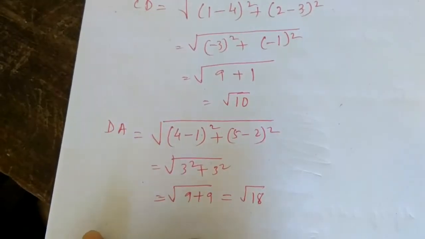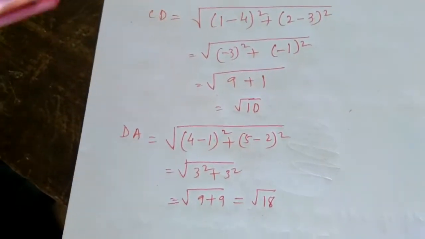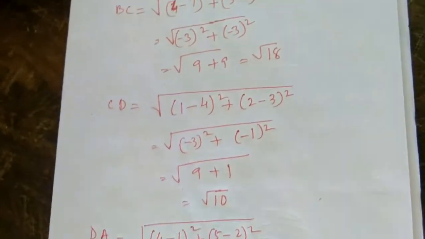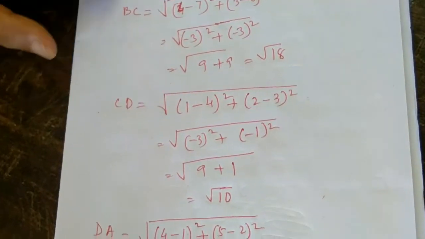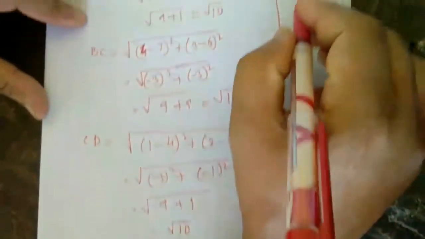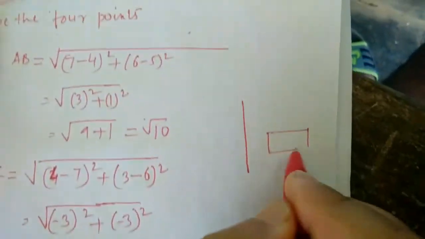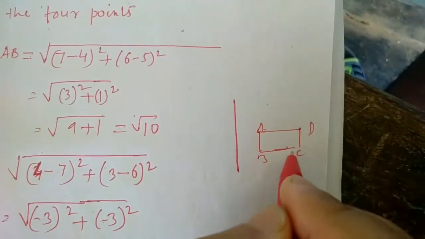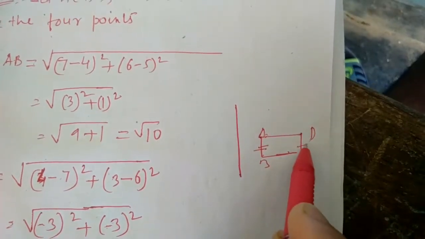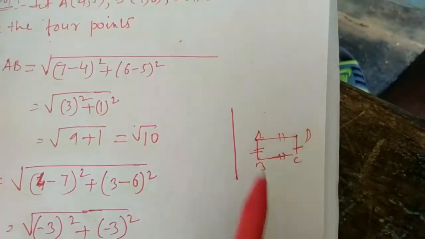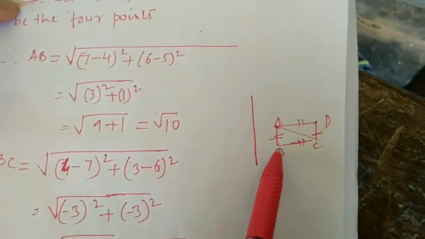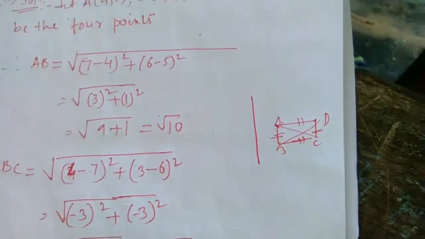Now what we have got here, two sides are equal, opposite sides are equal. AB equal to root 10, BC equal to root 18, CD equal to root 10, DA equal to root 18. What we have found, the opposite sides are equal. That means you see the rough diagram here. We have taken A, B, C, D. So AB is equal to CD and BC equal to AD. When the opposite sides are equal, then we have to find AC and BD. Diagonals must be found out. Okay, so now what to do? We have to find diagonal.